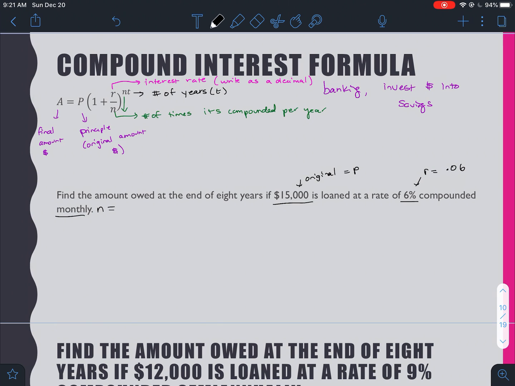6% is the interest rate, so that's the R, and 6% as a decimal is 0.06. Compounded monthly means that every month it's compounded, so N would be 12. Now our formula: we don't know the final amount. The original amount is $15,000, and then it's 1 plus the interest rate, 0.06, divided by N, which is 12, raised to the NT power. Since it's 8 years, T is 8. So 12 times 8. That's our problem.